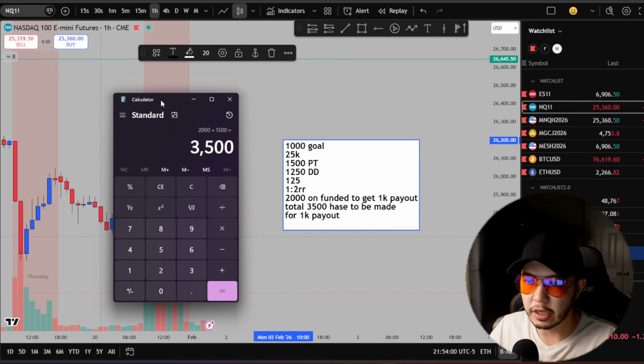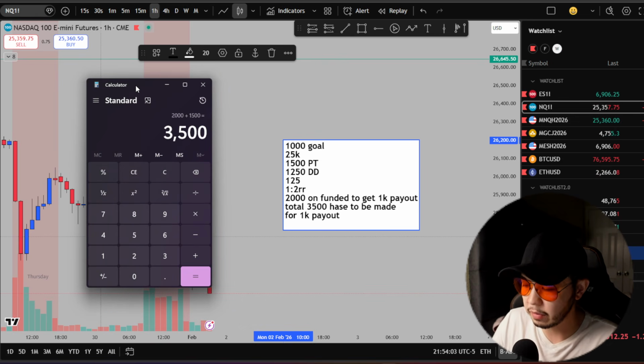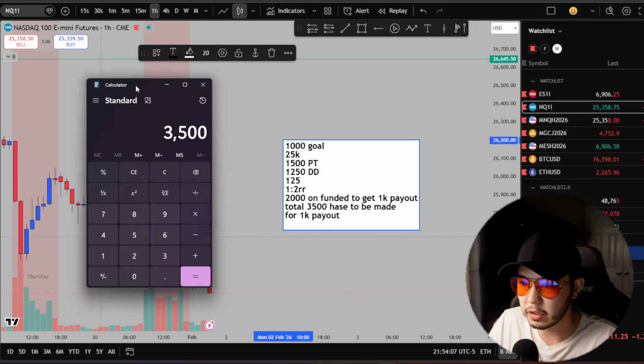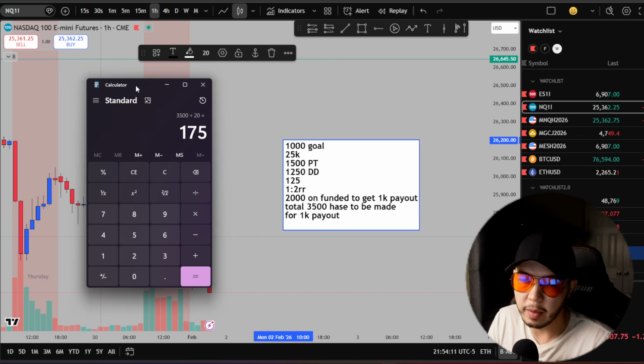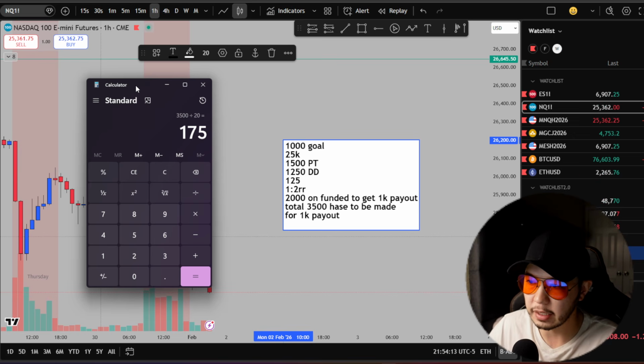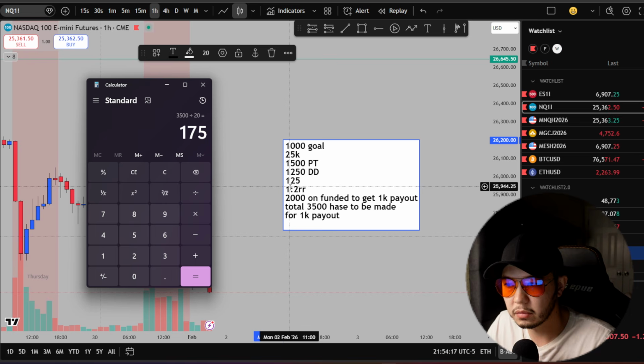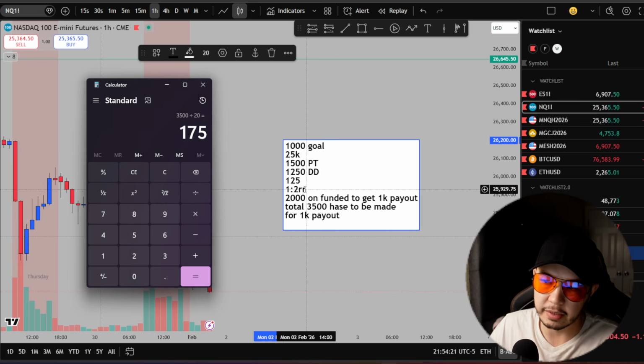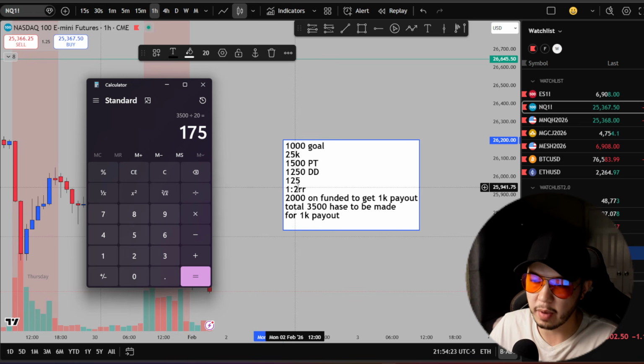So how many trading days are in the month? It's about 20 days. So let's say 3500 divided by 20. Technically you have to make about $175 a day. But if you're targeting about 1 to 1 or 1 to 2 or 1.5, you're already there. But let's assume the average of your trades is about 1 to 2.